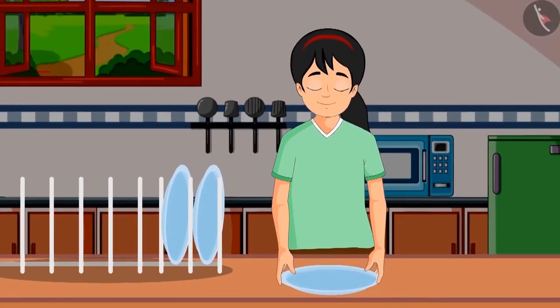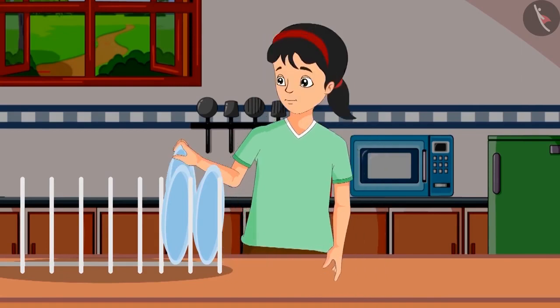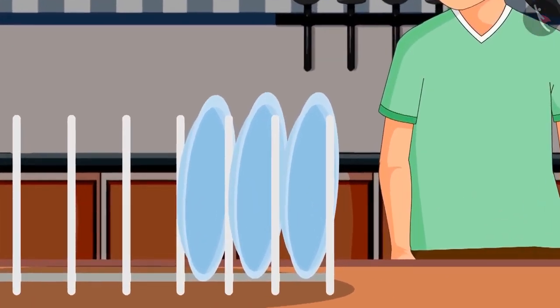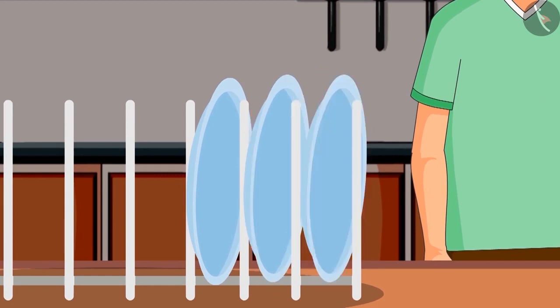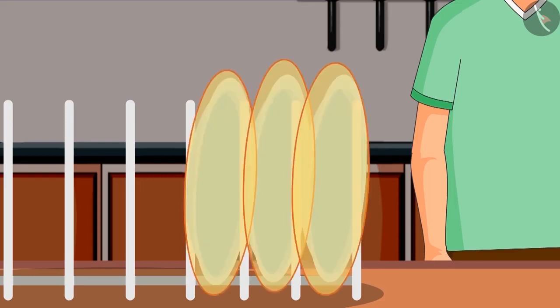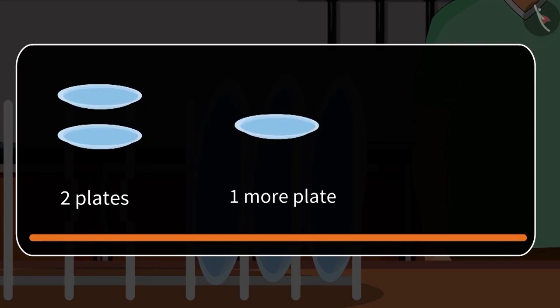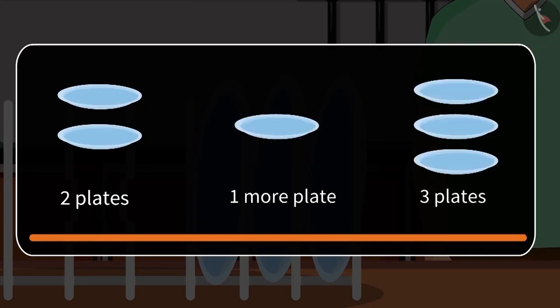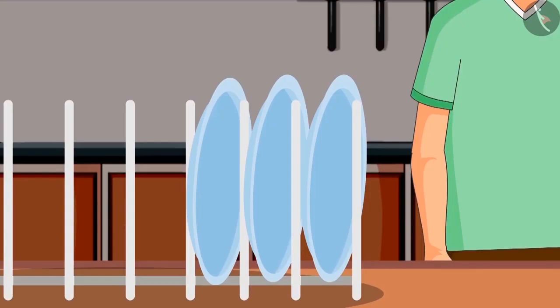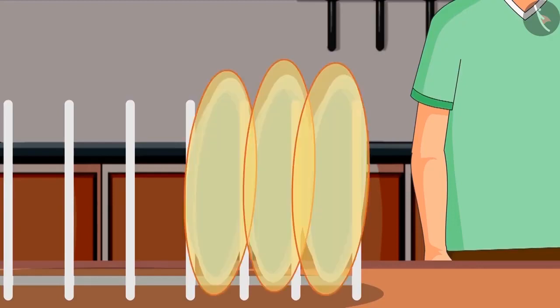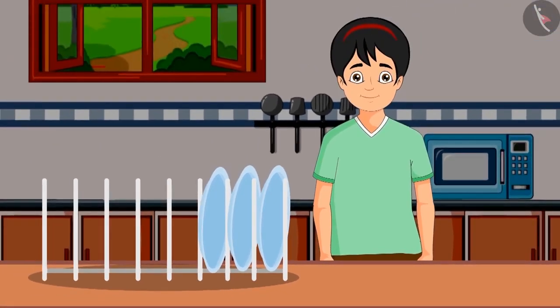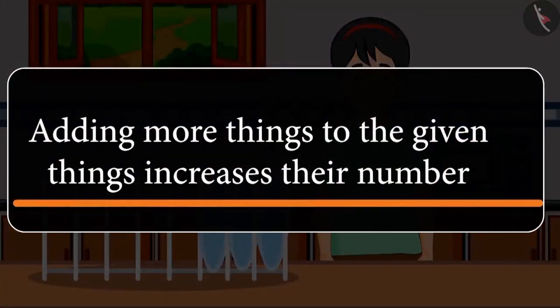She saw one more plate and thought of setting that too on the shelf. There were 2 plates already. After setting one more plate, how many plates are there on the shelf? That's right, 2 plates and one more plate is 3 plates. Which means in total there are now 3 plates on the shelf. So friends, you saw that adding more things to the given things increases their number.